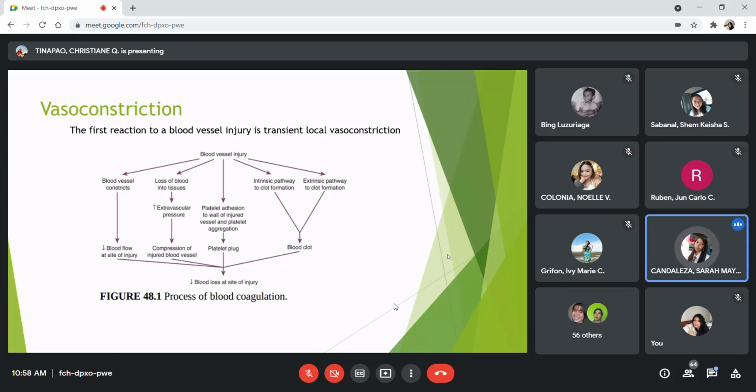So we already know that vasoconstriction is the narrowing of the blood vessels, and this is the first reaction to a blood vessel injury. And in this diagram, you can see the process of blood coagulation. And on the right side, you can see that blood coagulation is usually a result of both the intrinsic and extrinsic pathways.